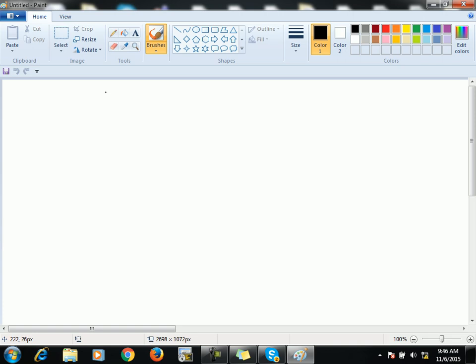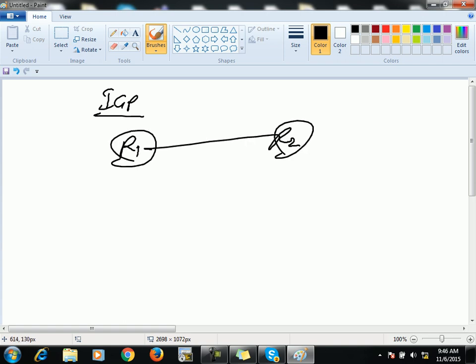So if you take an example of IGPs, such as RIP, EIGRP, OSPF, ISIS, all these protocols are known as IGPs. If you remember, in EIGRP it was never possible to form neighborship if the devices were in different ASs. It was never possible to form EIGRP neighborship between those two devices, right?